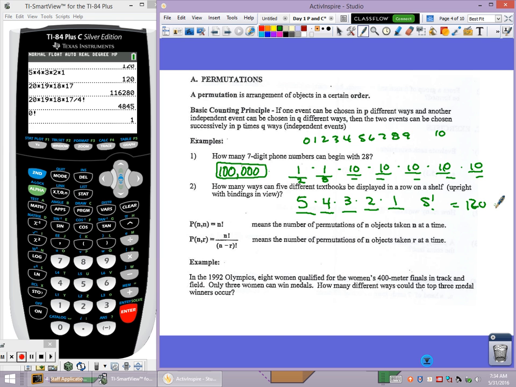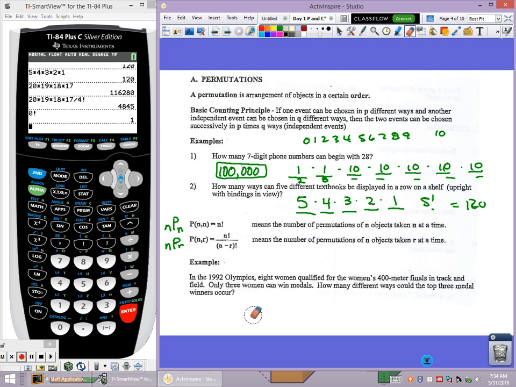All right, so this is a notation. You'll also see nPn or nPr, and it explains what that means. So let's check out this one. In the 1922 Olympics, 8 women qualified for the women's 400-meter relay in track and field. Only 3 women can win the medal. So there are only 3 options. How many different ways could the top 3 medal winners occur?